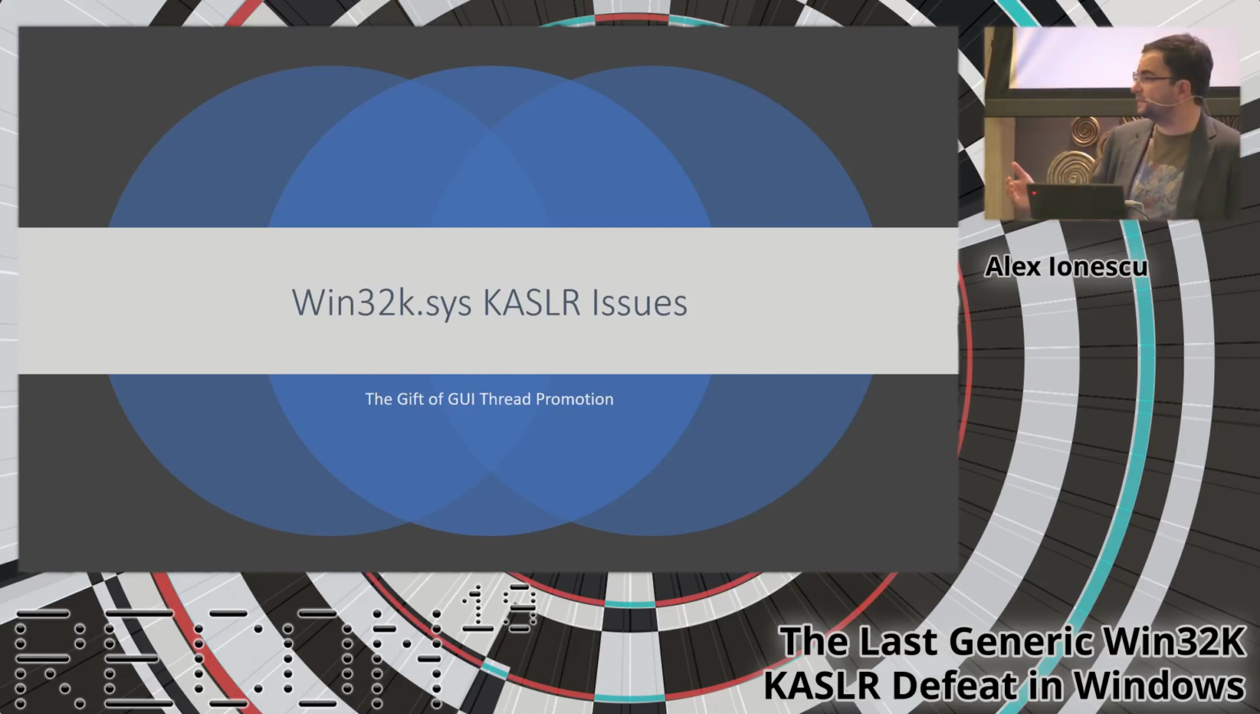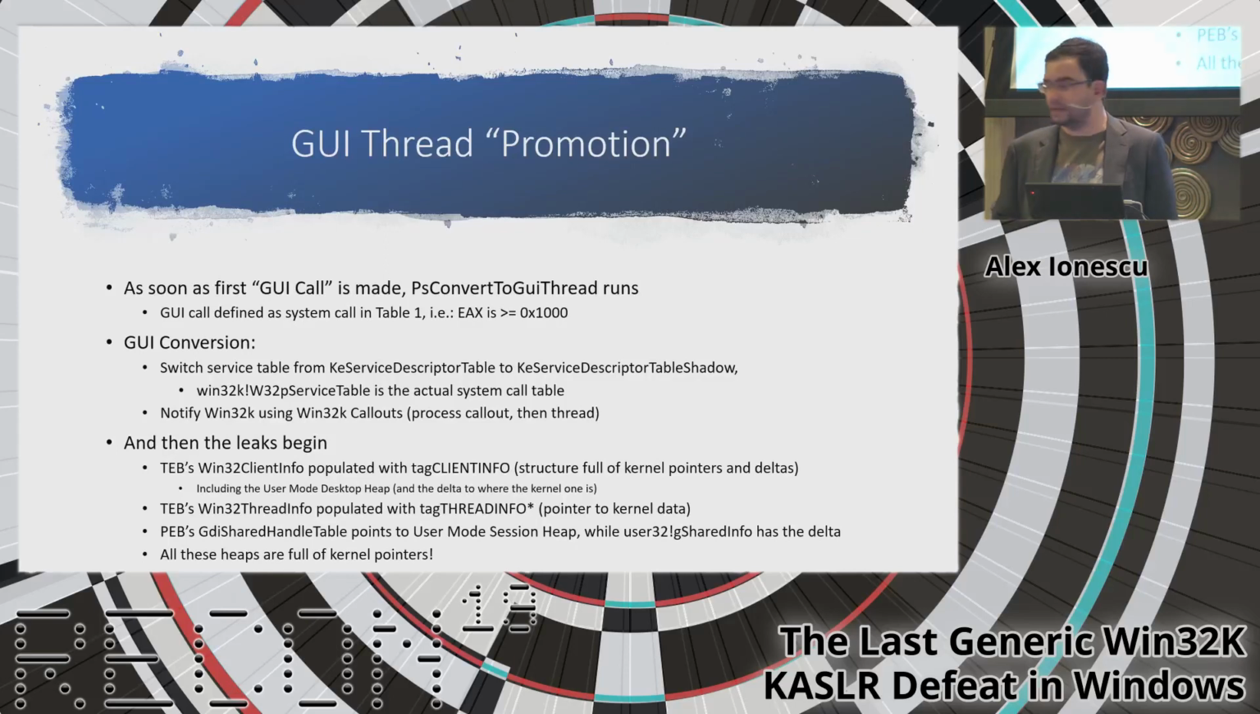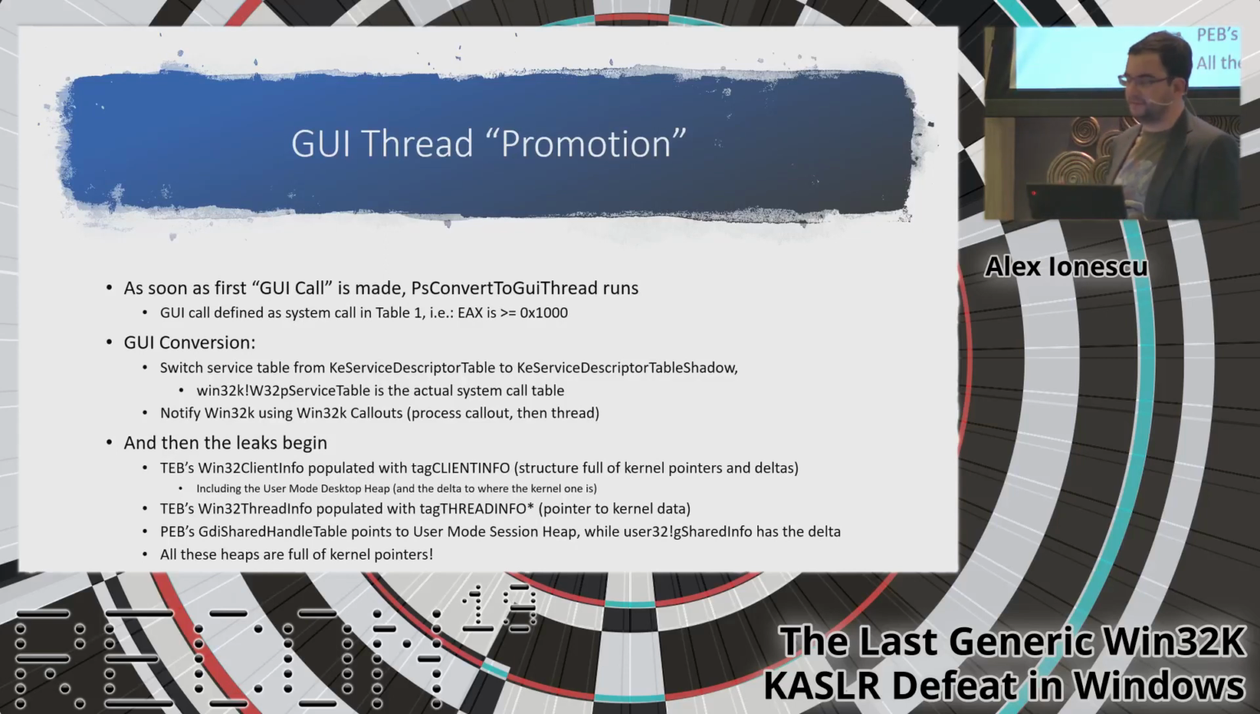The problem is the graphics stack, or Win32K.sys. Because when you make a graphics call for the first time, you go through a kernel function called PsConvertToGuiThread. And what PsConvertToGuiThread does is it basically says, you are now talking to the graphics component for the first time. You're talking to the window manager, or you're talking to GDI. I will now promote you to getting access to it.